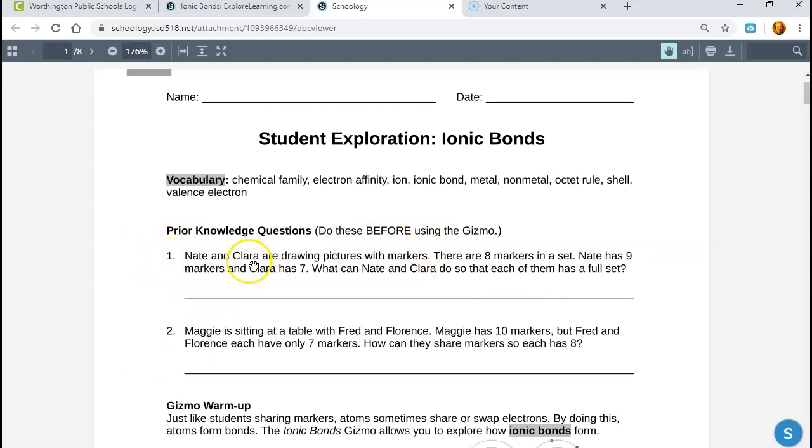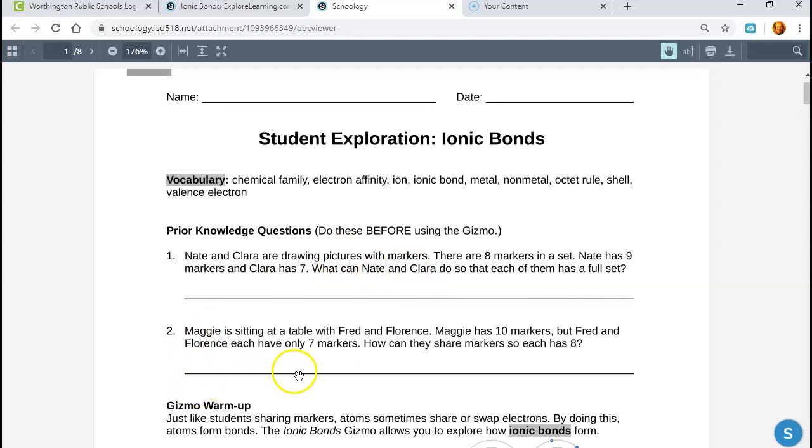Number 1 says, Nate and Clara are drawing pictures with markers. There are 8 markers in a set. Nate has 9 and Clara has 7. What can they do so each has a full set? Well, it looks like Nate has 1 extra marker and Clara is missing 1. So we could have Nate give Clara 1 marker and then they would both have 8. So you would write something like that on this blank right here.